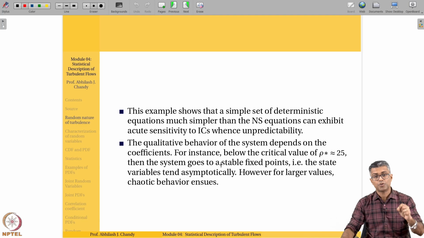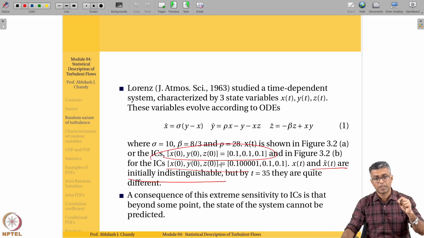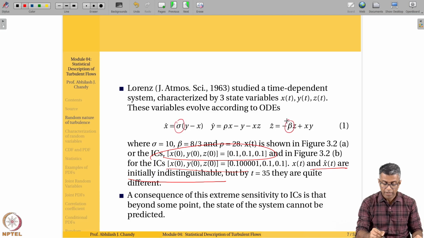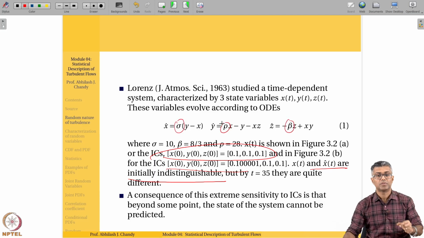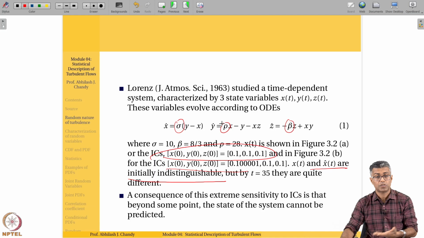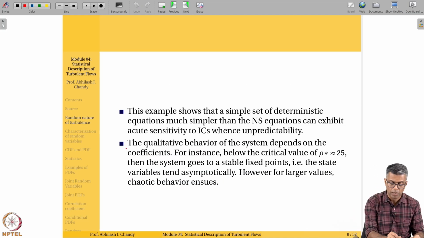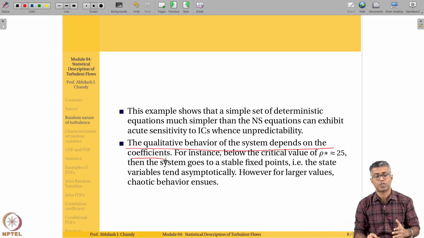Now, obviously, you saw that there was a set of constants here, right? Sigma, beta, and rho. You would think that the way the system behaves would depend on the constants. Of course, in the Navier-Stokes equations, it would depend on what the density is, what the viscosity is, absolutely. In the same way, the system would behave differently for different values of sigma, rho, and beta. So that's what we are trying to say here. The qualitative behavior of the system depends on the coefficients.